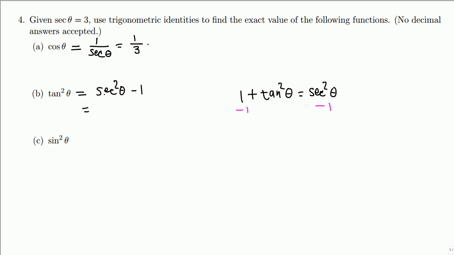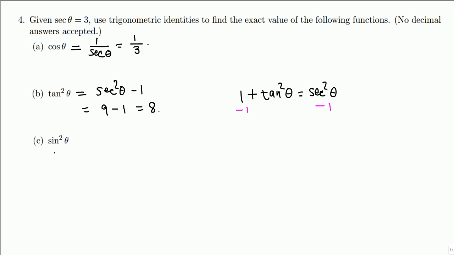Secant squared theta, that is secant theta quantity squared. Secant theta is 3, so this is 3 squared, which is 9, minus 1, so that's 8. And finally sine squared theta. Sine squared theta, do we have a relationship between secant and sine?